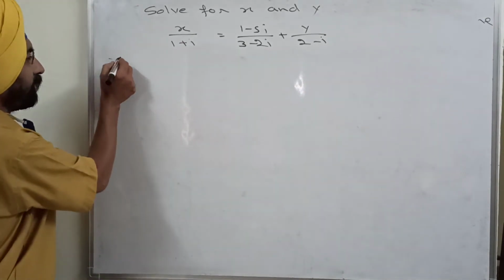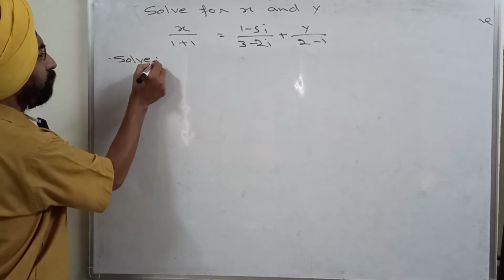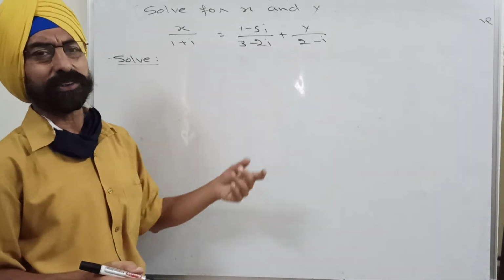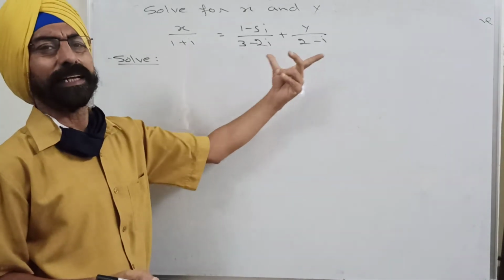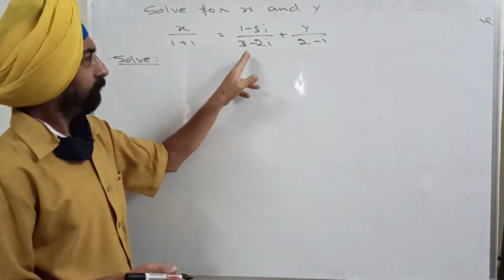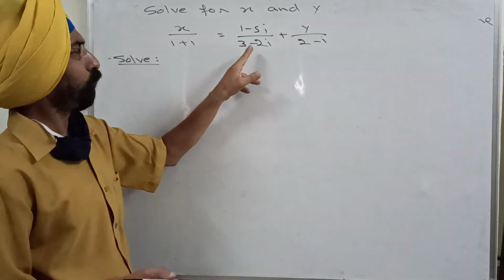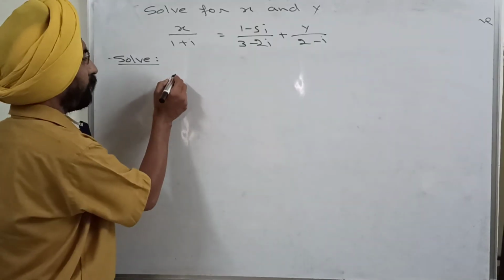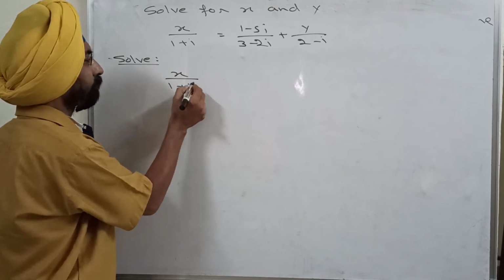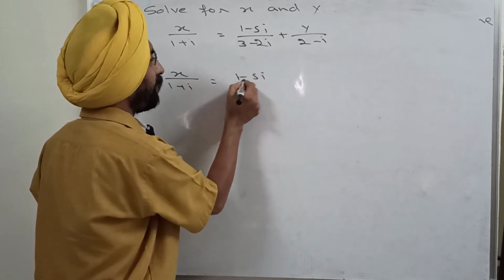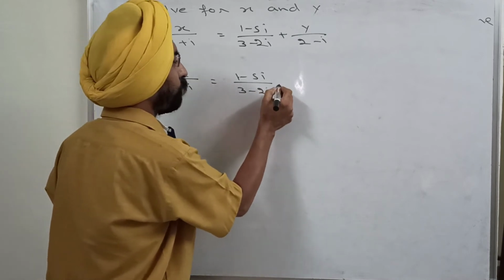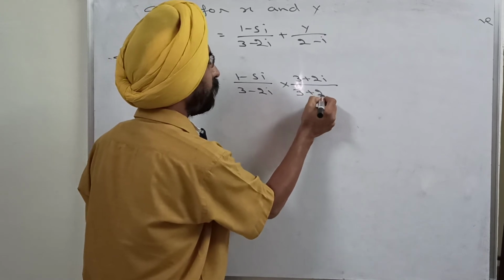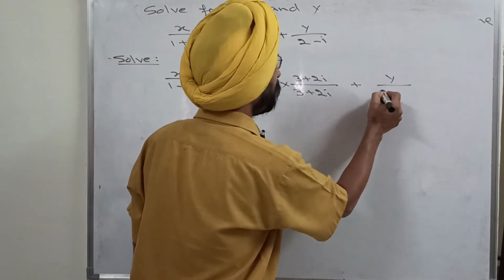So how to solve this equation now? There are many methods. You can first take the LCM, then later on rationalize. You can first rationalize and then later take the LCM. I think first multiplying the denominator by 3 plus 2 iota for this term will be the easier way. So what you will get, x upon 1 plus iota. For this term, 1 minus 5 iota upon 3 minus 2 iota. As I told you earlier, multiply the denominator and numerator by 3 plus 2 iota. And the last term I am keeping as it is.